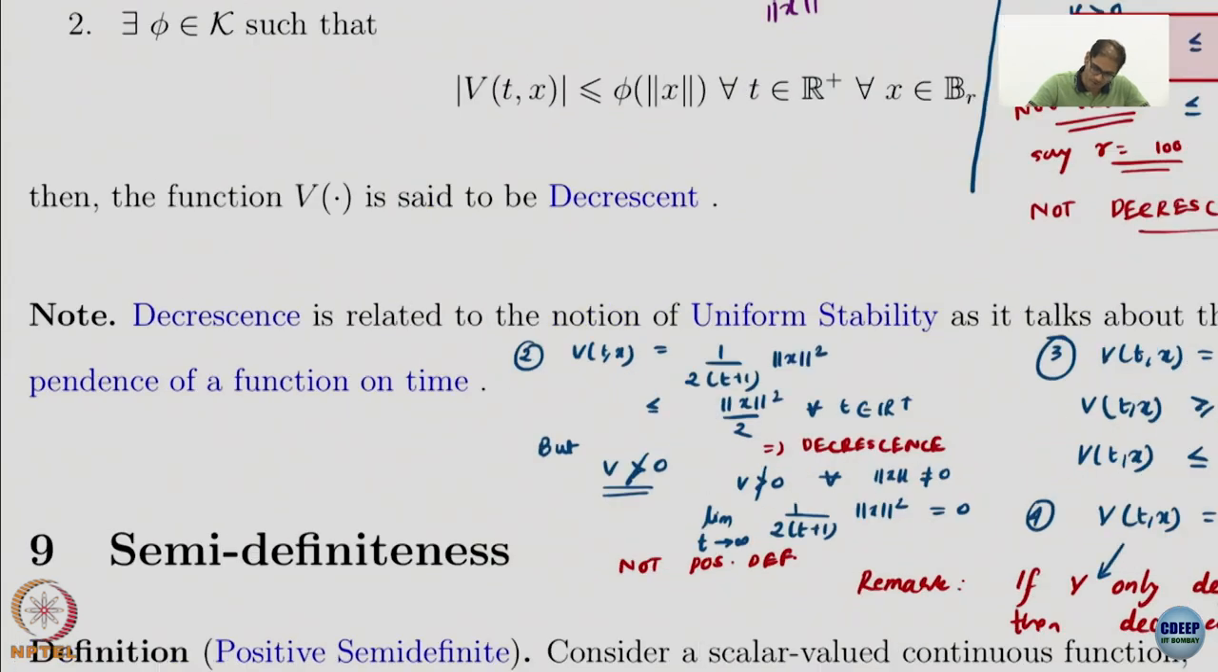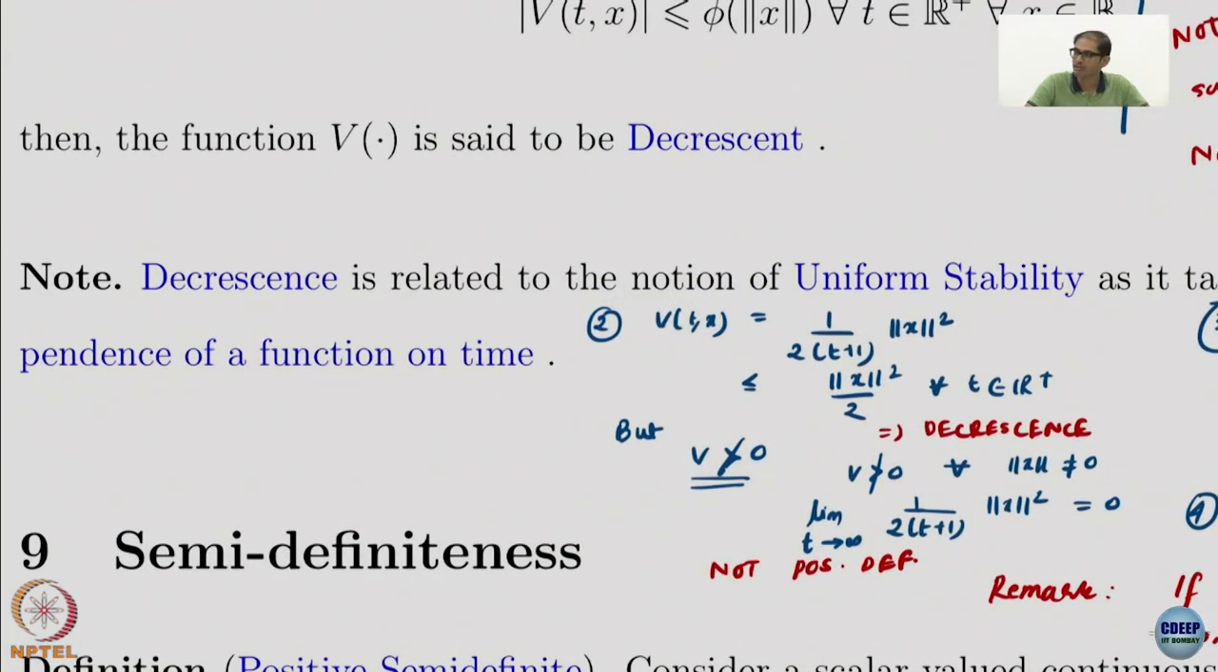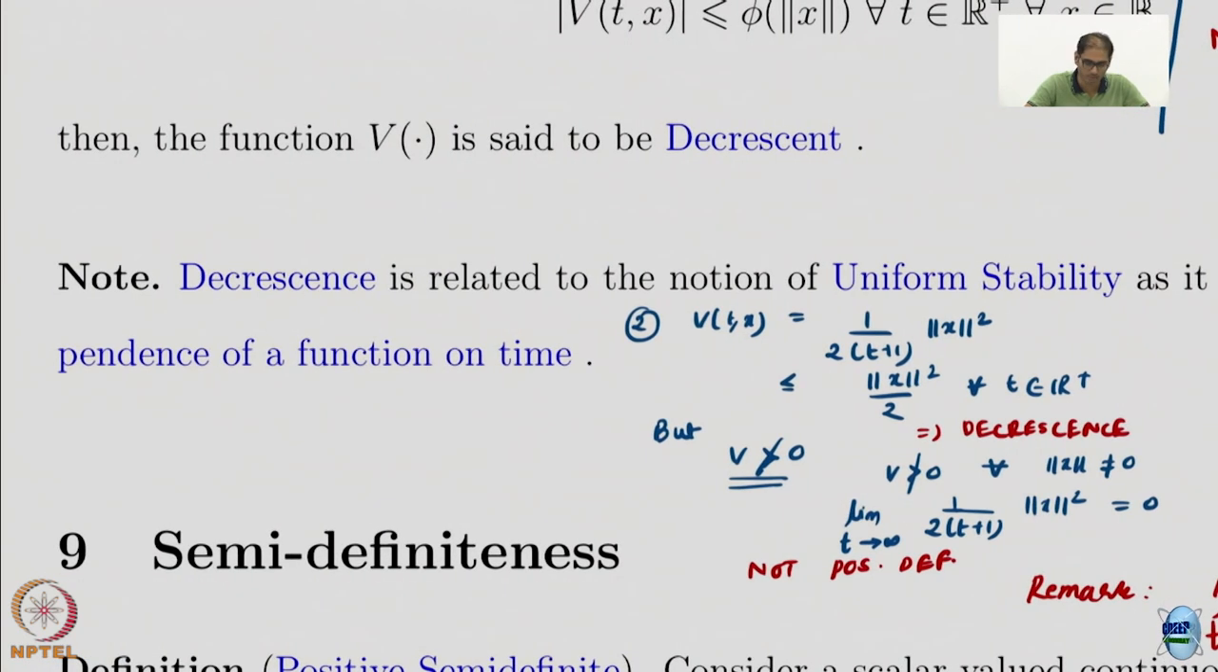Alright, suppose I flip this example. That is, now it is not an increasing function of time but a decreasing function of time. Life is good. Why? Now it is definitely greater than or equal to norm x square by 2 for all t, because t has to be greater than or equal to 0, negative t's are not allowed. So I can't make this really large and all that.